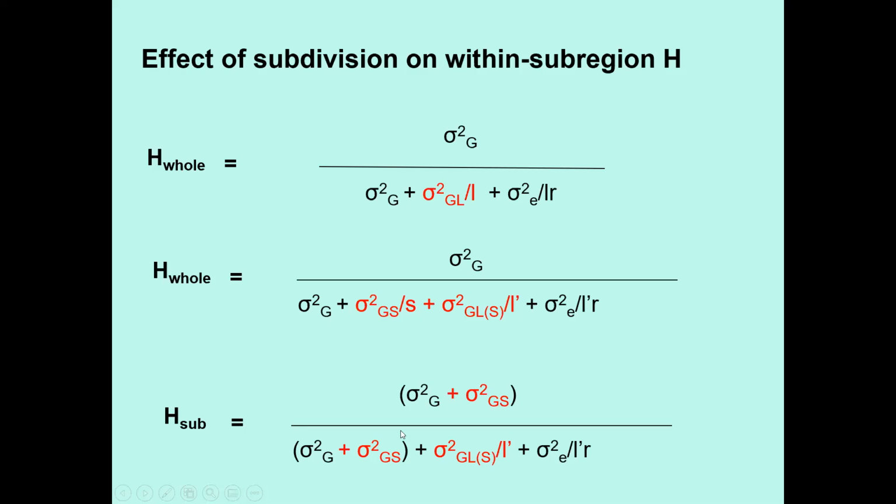What happens when you subdivide is you move that genotype by subregion variance, you add it to the genetic variance, and you take it away from the genotype by location variance. So you're moving some G by E into the genetic variance term. So if genotype by subregion interaction is big, that could increase heritability. But if it's small, it'll reduce it because you reduce the number of locations effectively that you have to test with.